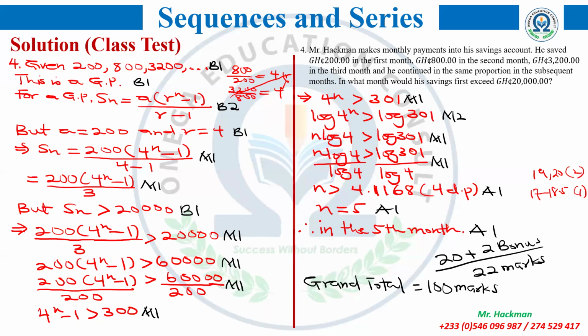Sir, please, what if you don't use the formula Sn equals a into brackets, but you use Un? No, you can't use Un. You can't use Un because you are looking at your savings. If it will exceed, you will be summing. When you are saving, wouldn't it be an accumulated value? If you are looking at Un, then you are looking at a particular value, not an accumulated value.